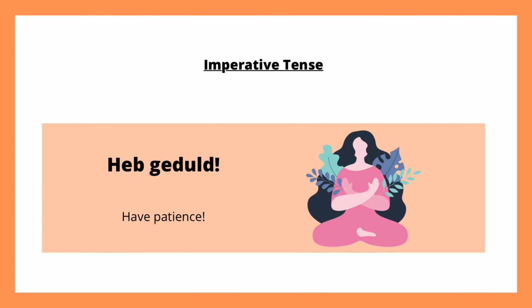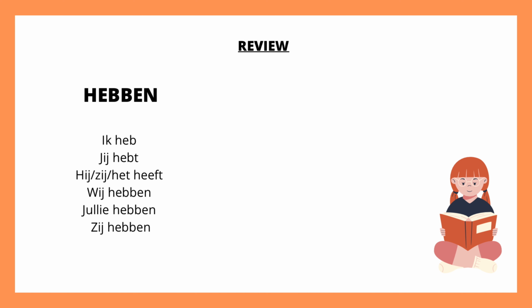Last but not least, let's talk about the imperative tense, which is used to give commands or make requests. For example, heb geduld means have patience. Now that we have covered all the tenses, let's review what we've learned about the verb hebben. Hebben is a transitive verb, meaning that it takes an object in the sentence. It is an irregular verb and its present tense conjugation is ik heb, jij hebt, hij, zij, het heeft, wij hebben, jullie hebben, zij hebben.